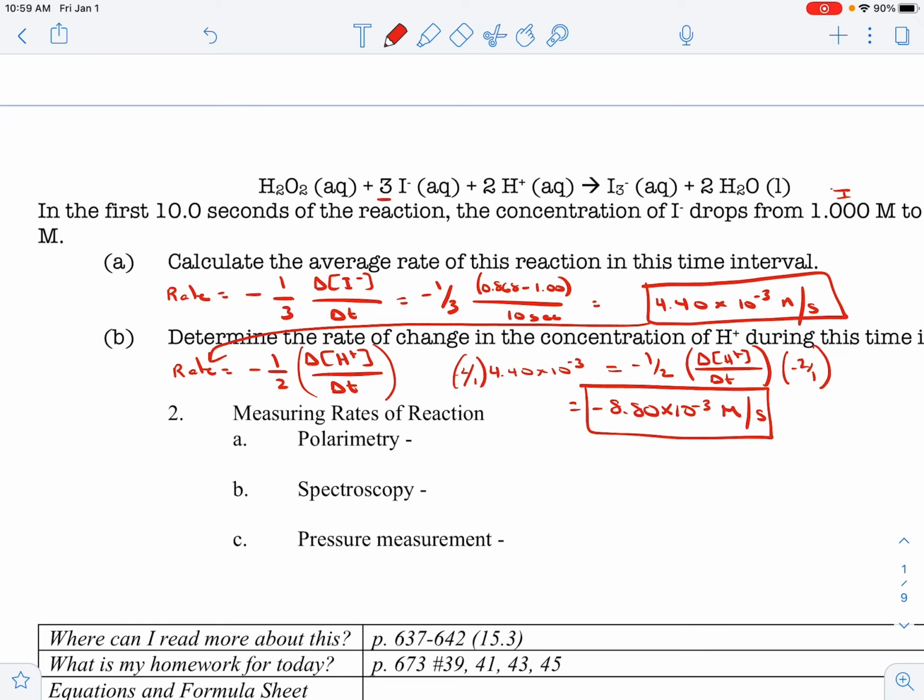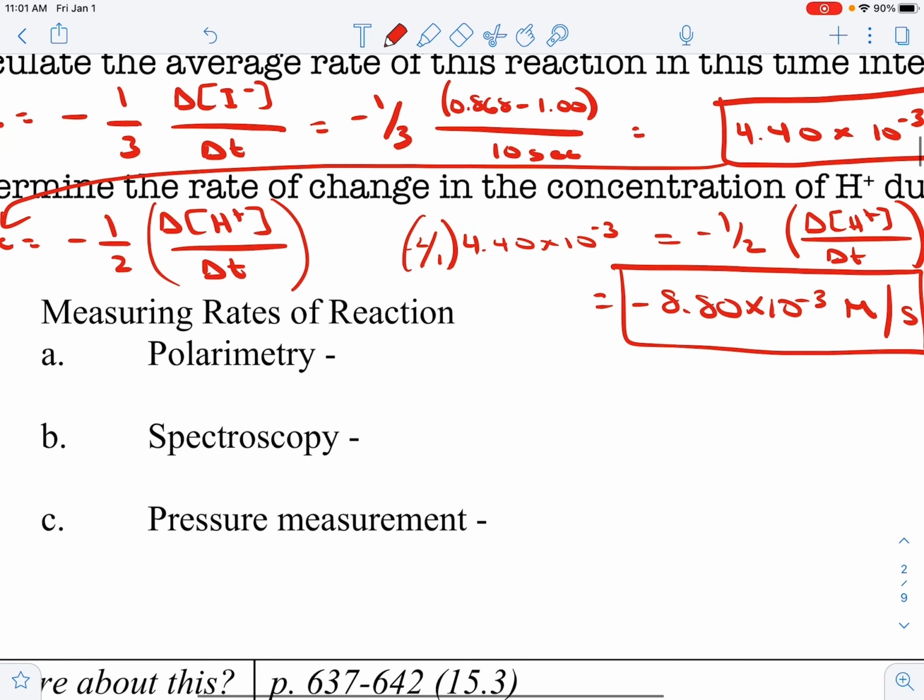All right. Okay, awesome. Now, how do we measure rates of reaction? Well, there are a couple of ways we can do it. These last two are the major ones and the ones that we might use in class. We'll definitely use the spectroscopy one. We might not use pressure measurement, but we'll see.